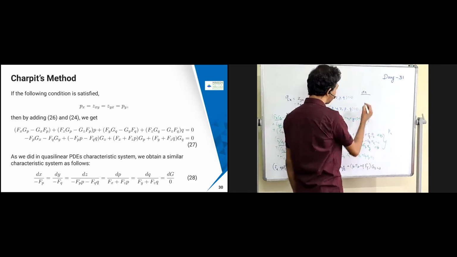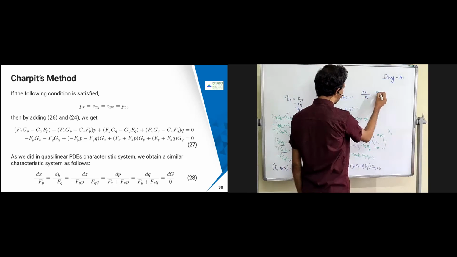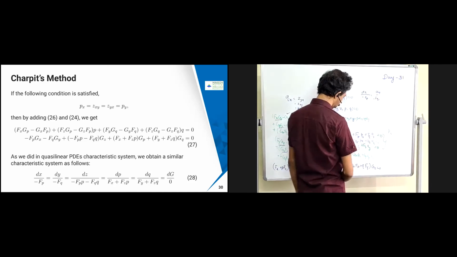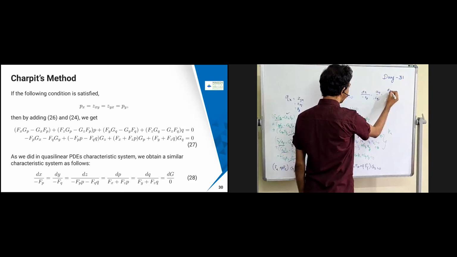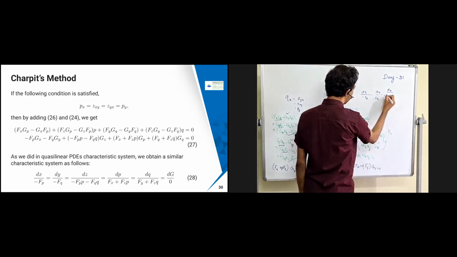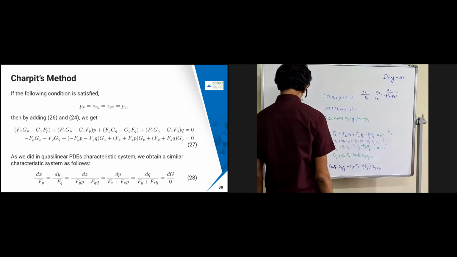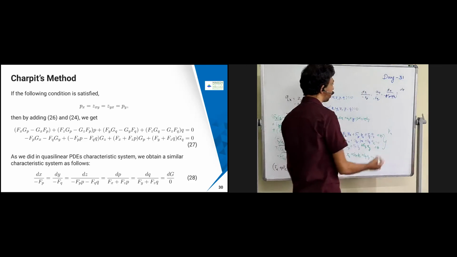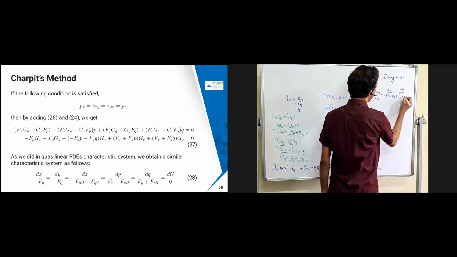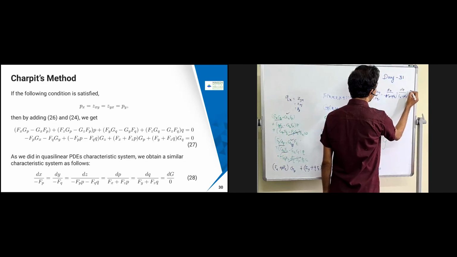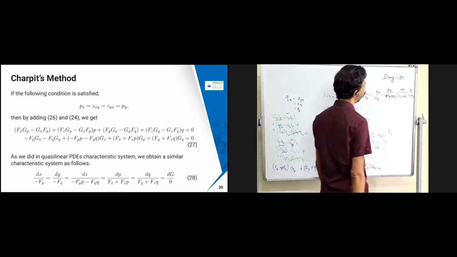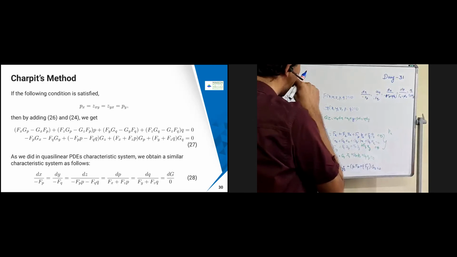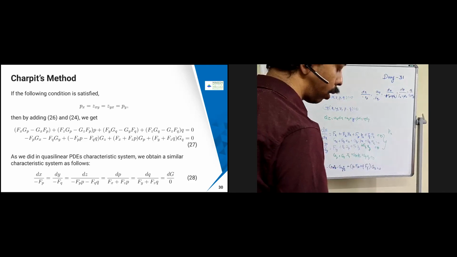So dx by minus fp equal to dy by minus fq, equal to dz by minus p into fp plus q into fq, equal to dp by fx plus p into fz, equal to dq by fy plus q into fz. Okay, so if I solve these 5 equations, then we are going to get the answer.